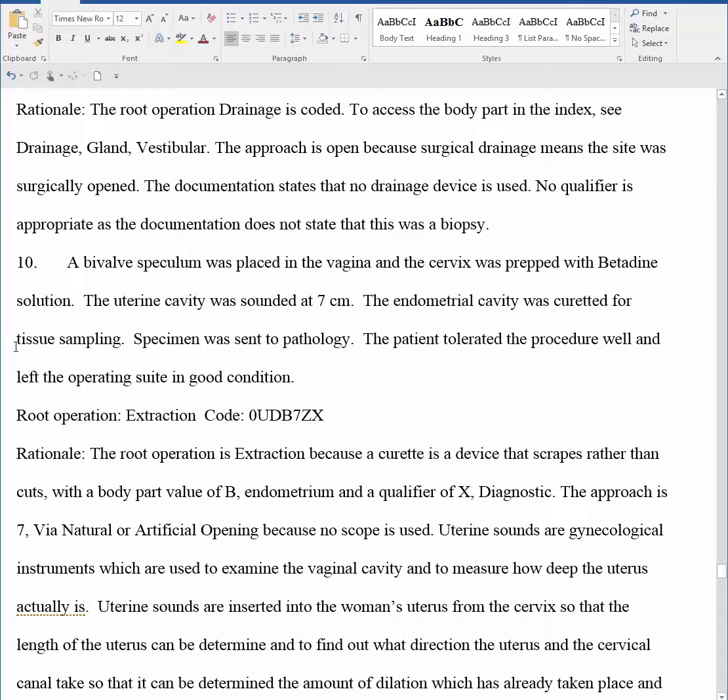This cavity was, part of her endometrium was taken away from her and sent off for tissue sampling. That is diagnostic in nature. We're going to use the root operation of extraction. And endometrium is our body part value. We have 0UDB7ZX.